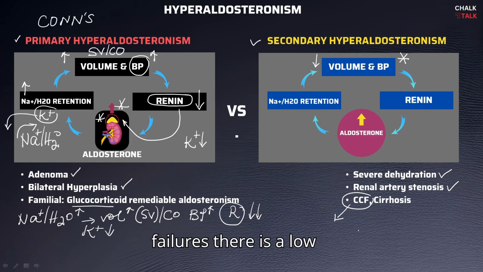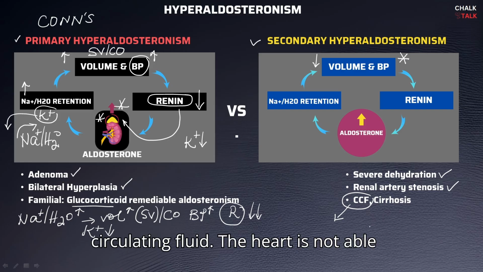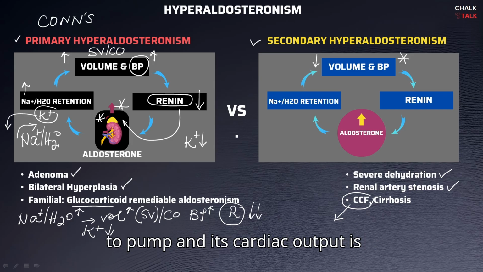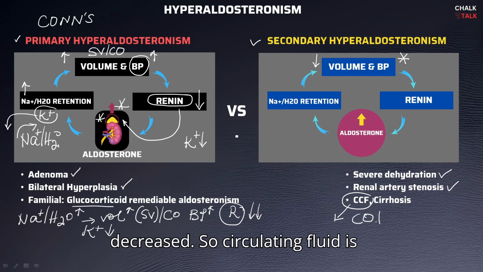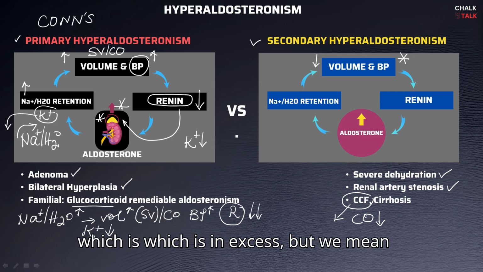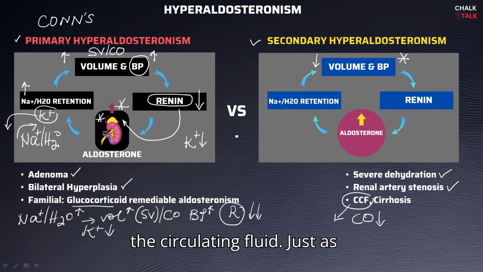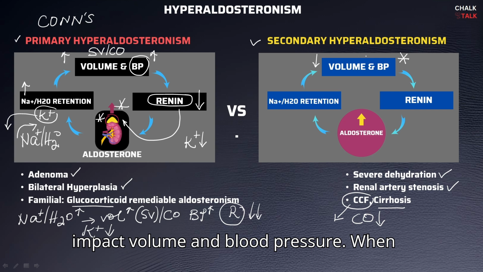In cardiac failure, there is a low circulating fluid. The heart is not able to pump, that is, cardiac output is decreased. So circulating fluid is low. We don't mean the general fluid, which is in excess, but we mean the circulating fluid. Just as in cirrhosis. Okay, all these can impact volume and blood pressure.